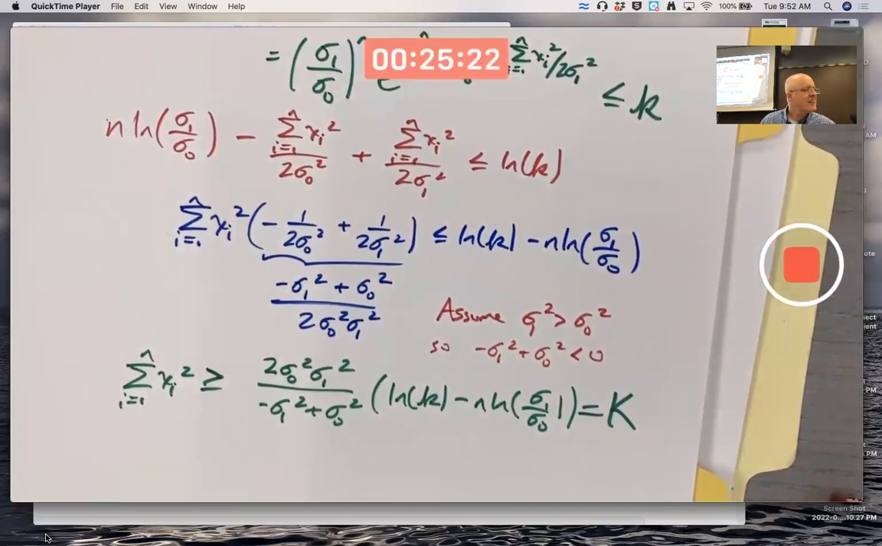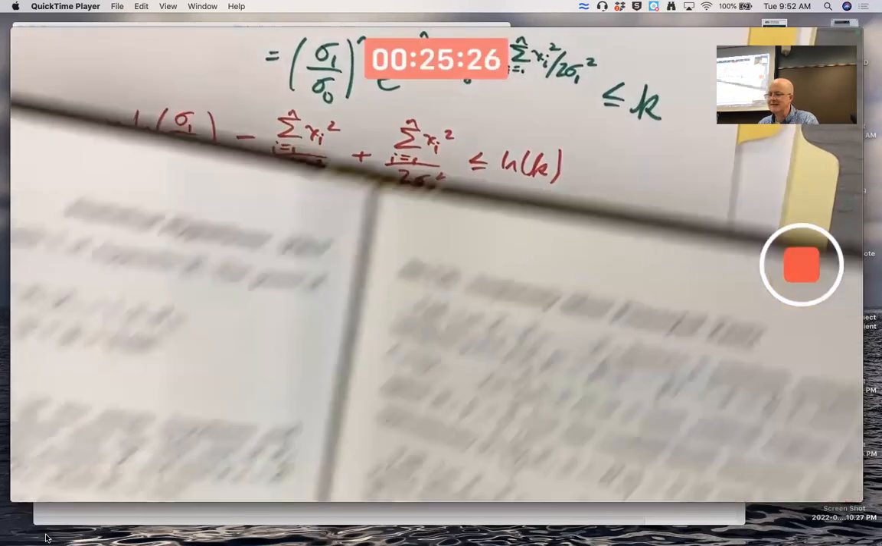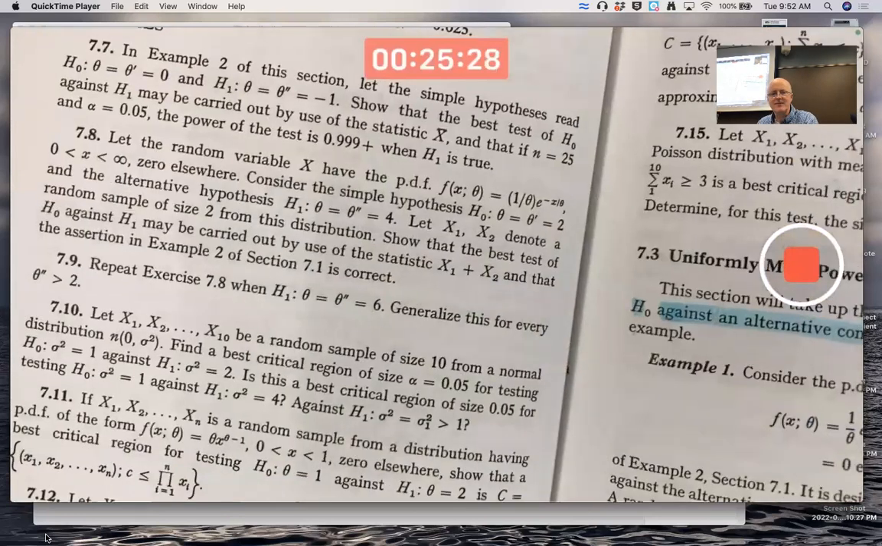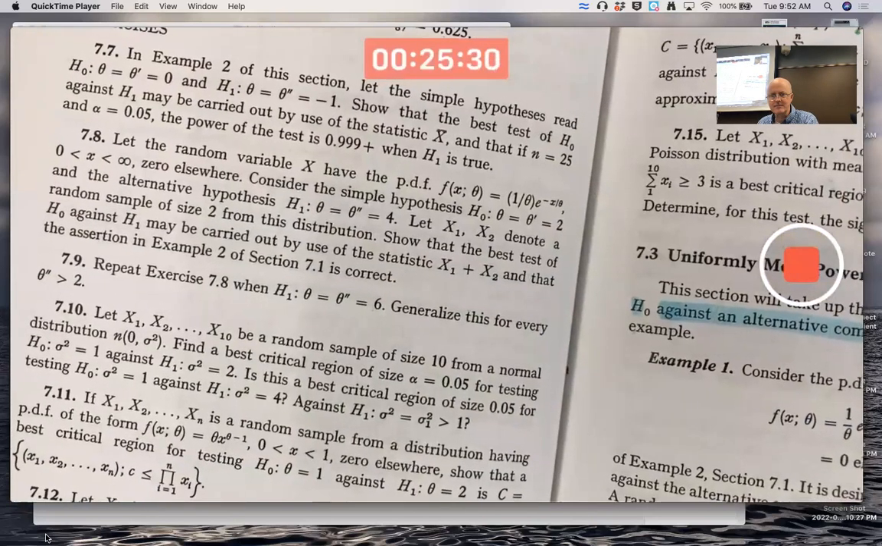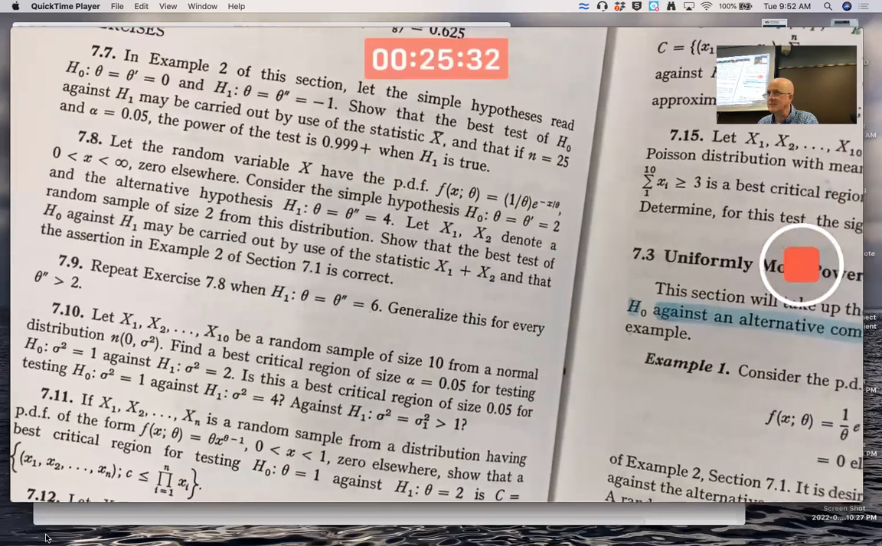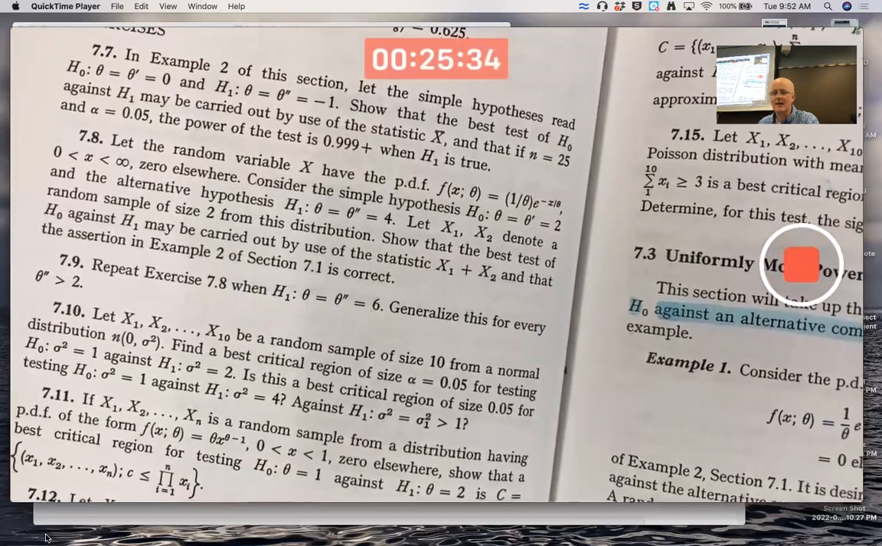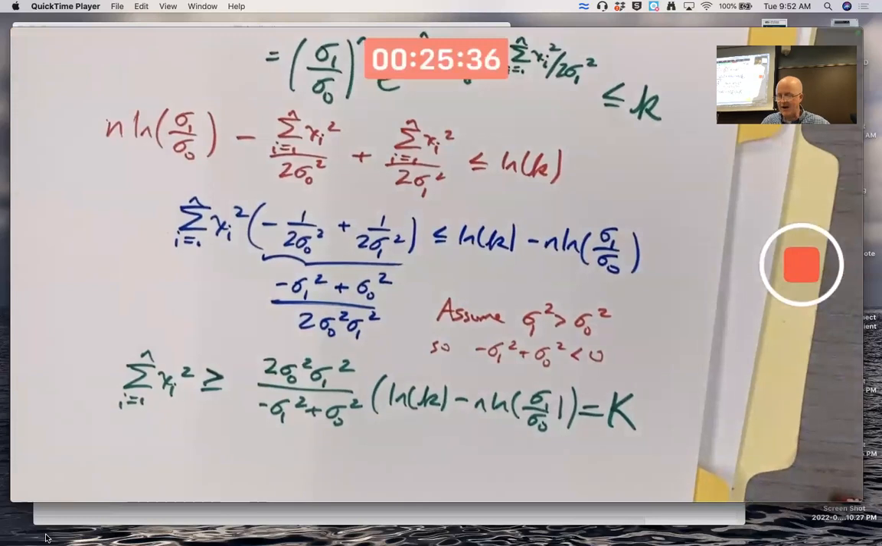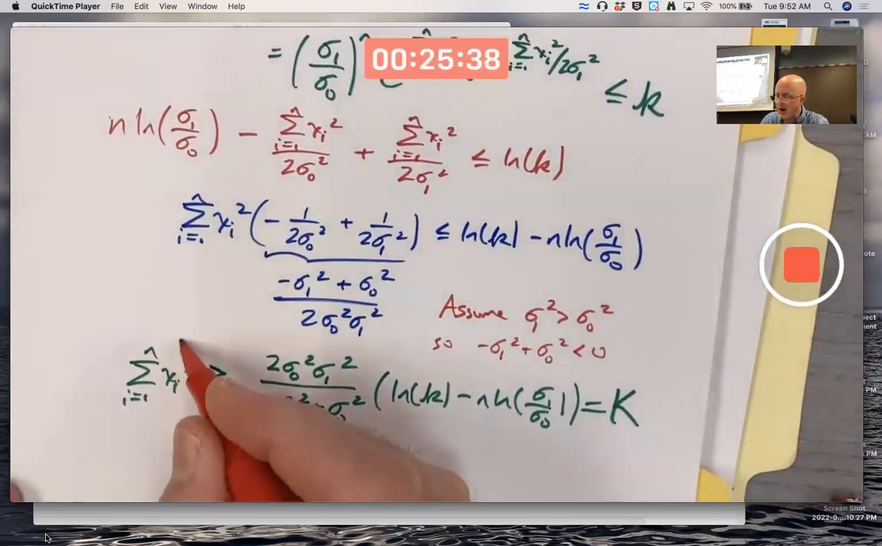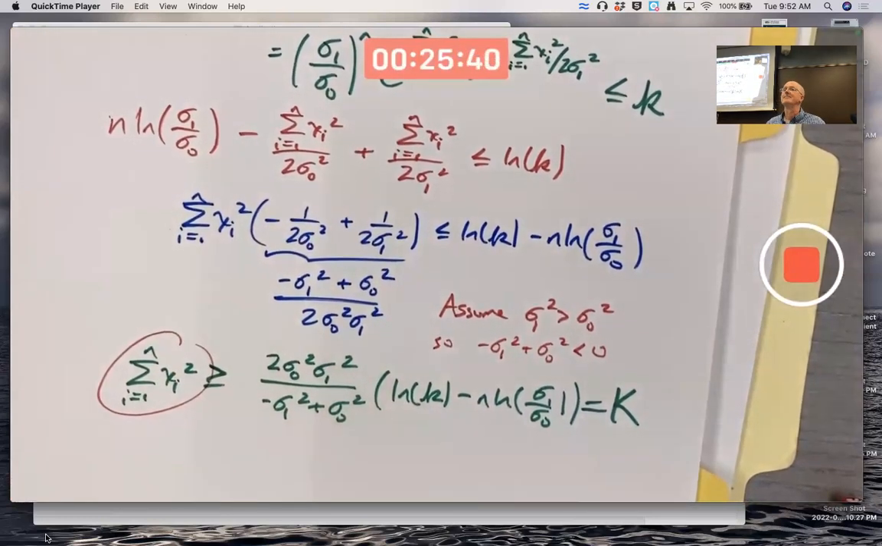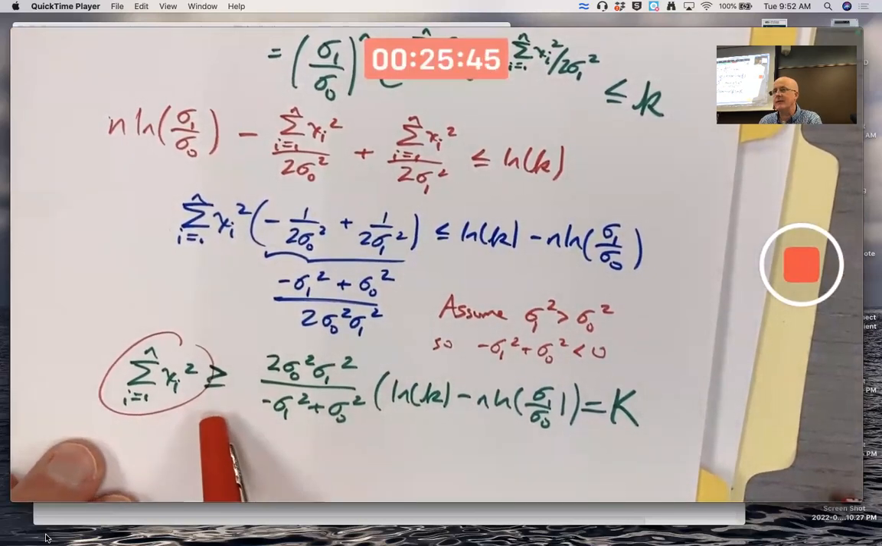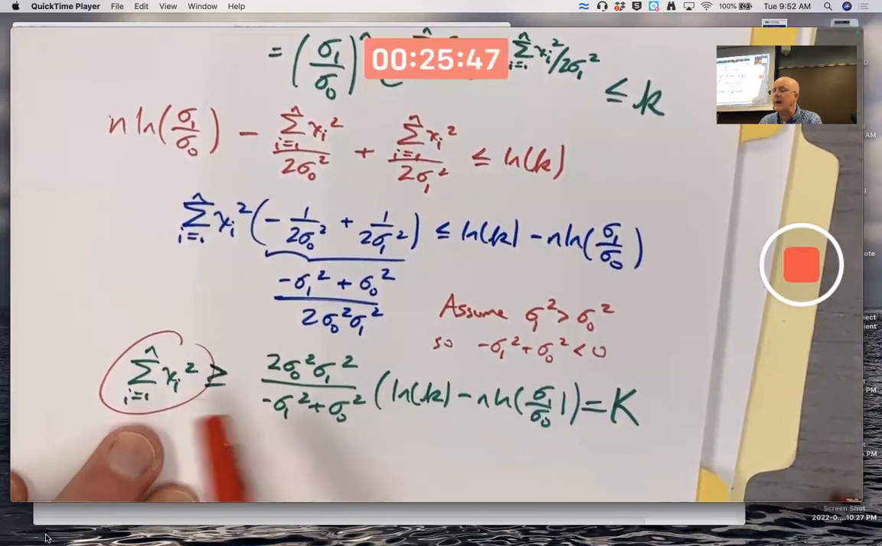Have I finished the problem? No, I haven't finished the problem yet. I haven't yet found the best critical region. I'm getting there. I've got now a simpler looking expression, statistic, and a simple inequality involving that statistic. It's got to be bigger than or equal to something.